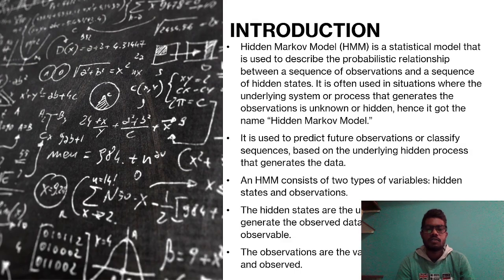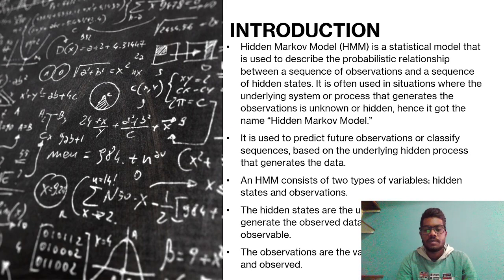Coming to the introduction of Hidden Markov model, it is a statistical model that is used to describe the probabilistic relationship between a sequence of observations and a sequence of hidden states. It is often used in situations where the underlying system or process that generates the observations is unknown or hidden. Hence, it got the name Hidden Markov model.